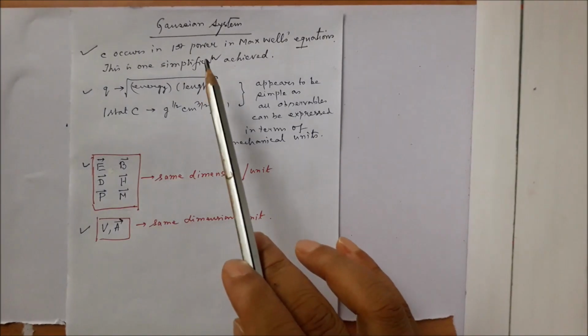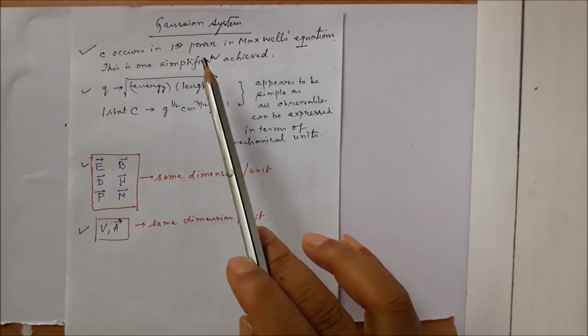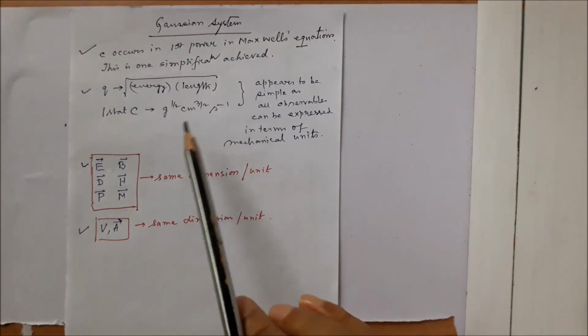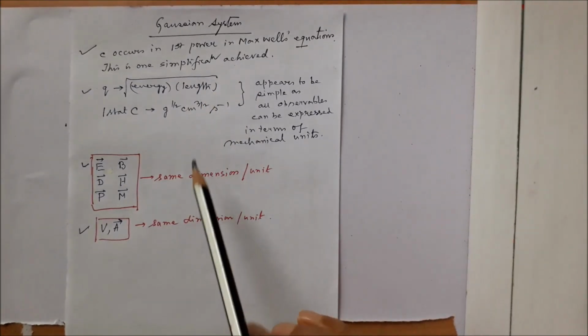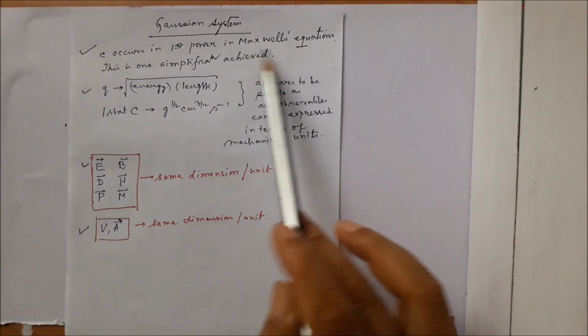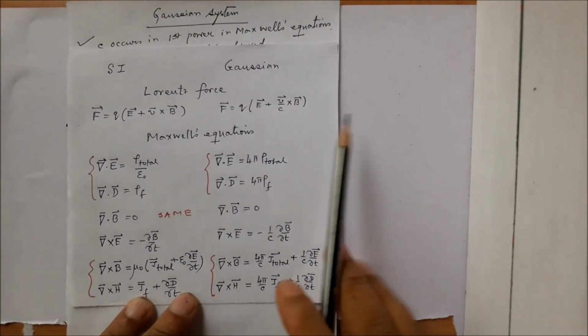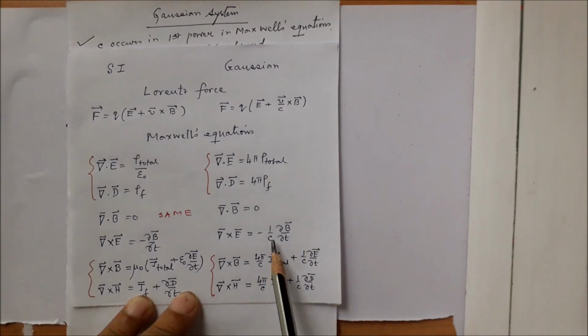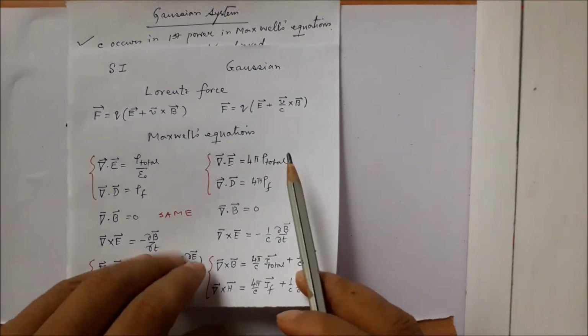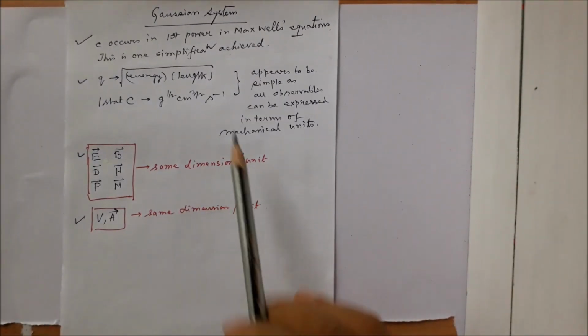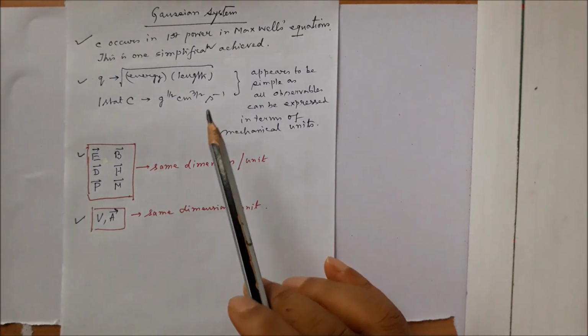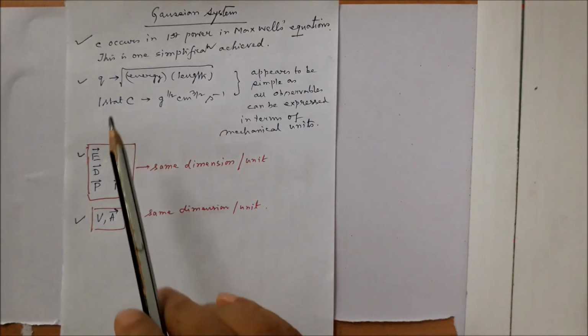Let me now mention why Gaussian system is popular to some. Maybe these are the reasons. If we look at Maxwell's equations, these are the Maxwell's equations. In the Gaussian system, c occurs to the first power. So this simplifies Maxwell's equations by a large amount.